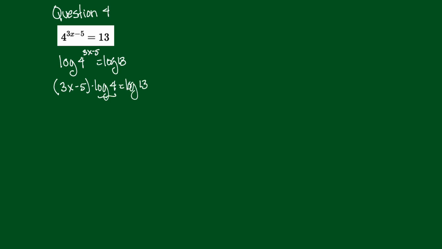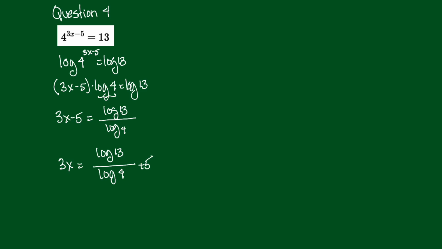Now I'm going to divide. So I'll get 3x minus 5 is equal to this fraction, log of 13 divided by the log of 4. Now I'm going to do two things here. I'm going to add 5, and then I'm going to divide the whole thing by 3. So I'll do it in pieces here. I'll get 3x equals log of 13 over the log of 4, and I'm going to add that 5, and now I'm going to divide all of that by 3.